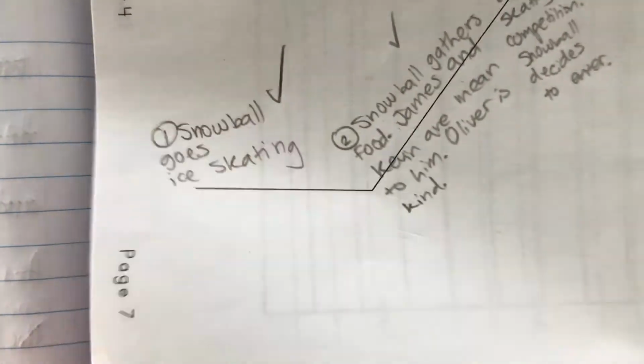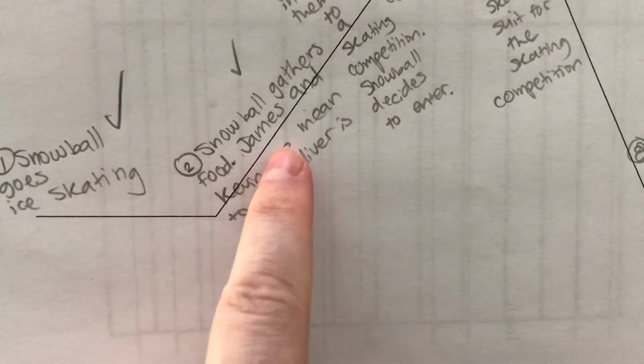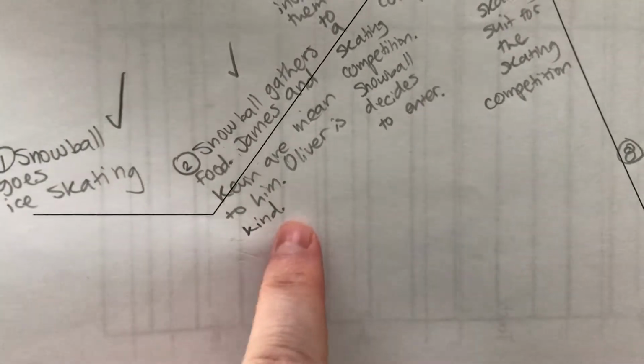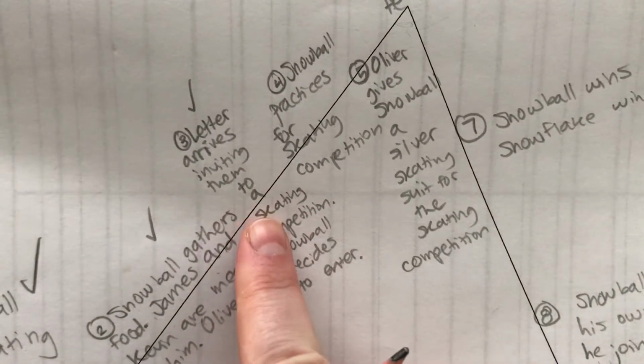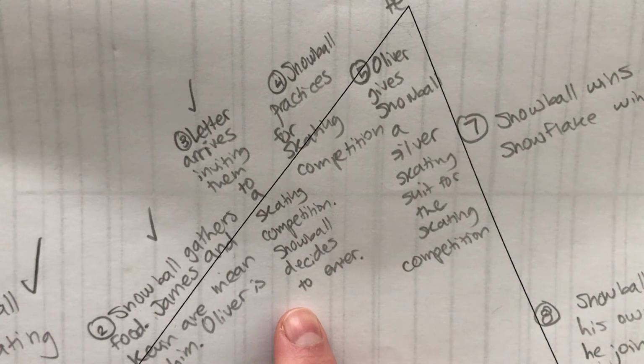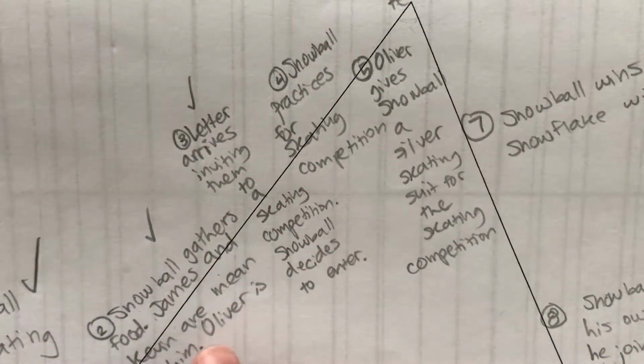Okay. So I wrote about how Snowball goes ice skating, and then I was going to write about how Snowball gathers food. James and Kevin are mean to him. Oliver is kind. So I wrote that. I'll read that to you. And then a letter arrives inviting them to an ice skating competition Snowball decides to enter. So those are the parts that I wrote not in front of you. So I'm going to read those.